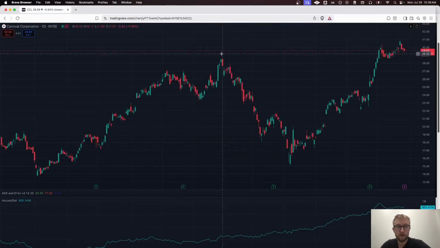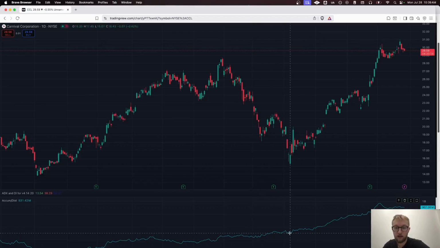Here's an example on CCL, Carnival Corporation, daily chart. We can see there's a sharp sell-off here over the course of a couple months on the daily chart here. But what was happening on the accumulation distribution line was it was not moving down. And in fact, it was moving up. This means that smart money was buying shares, accumulating, while the price was selling off. So the price was being manipulated to go down, whereas they were accumulating a large position. And so you can use this to sort of put the puzzle together, see what's actually happening.